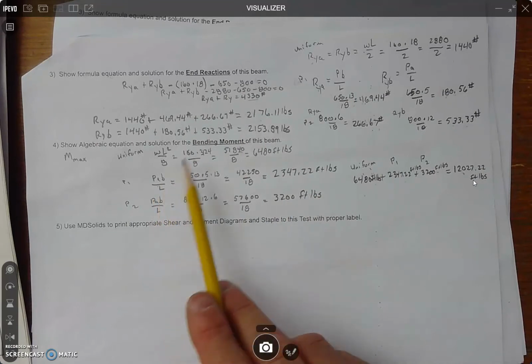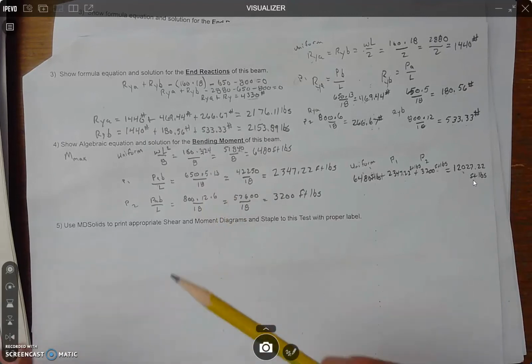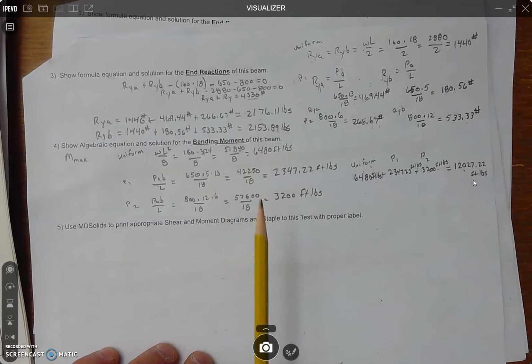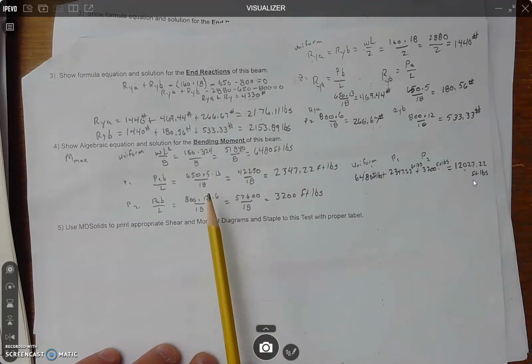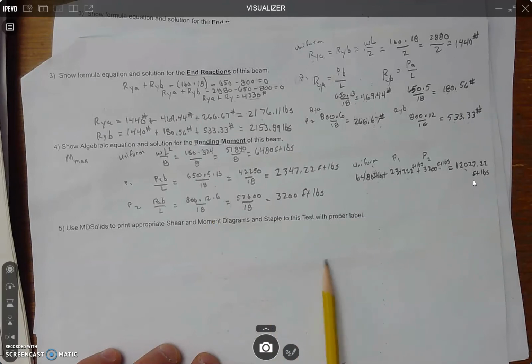Please, you should have followed along with this. I have given you a second practice where you can do both your end reactions and your bending moment by practicing these numbers. I will also have a key that you can check your answers with. Remember, print out your Beam Guru, practice putting the information into Beam Guru and printing it out as well.